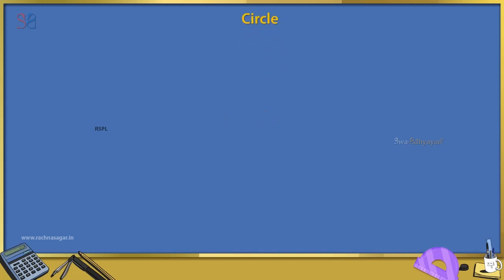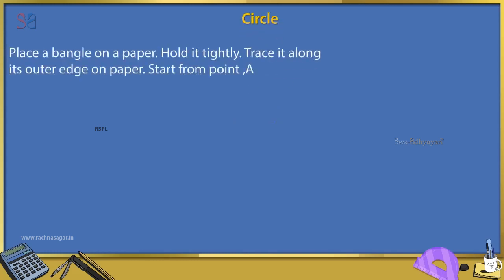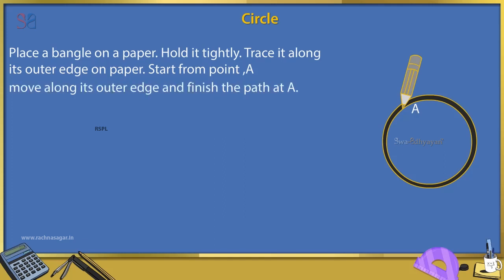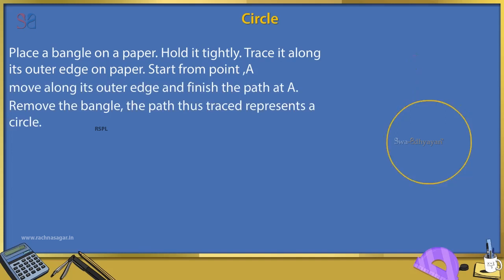Circle. Place a bangle on a paper. Hold it tightly. Trace it along its outer edge on paper. Start from point A, move along its outer edge and finish the path at A. Remove the bangle. The path thus traced represents a circle.